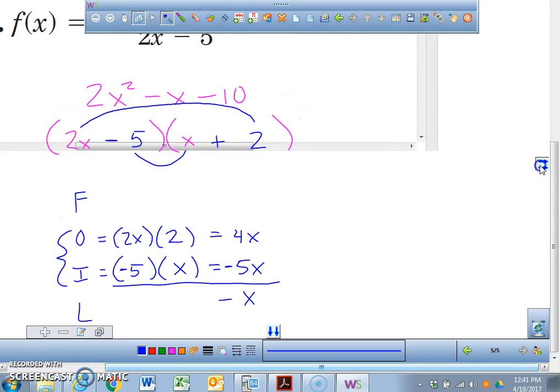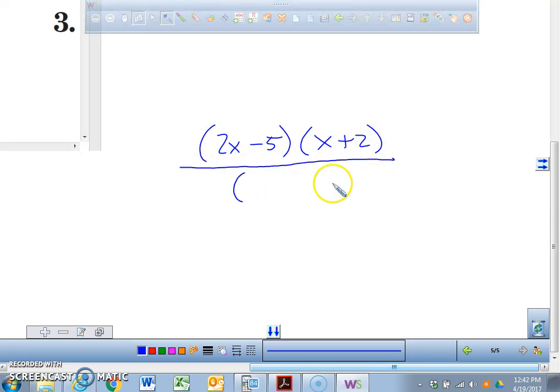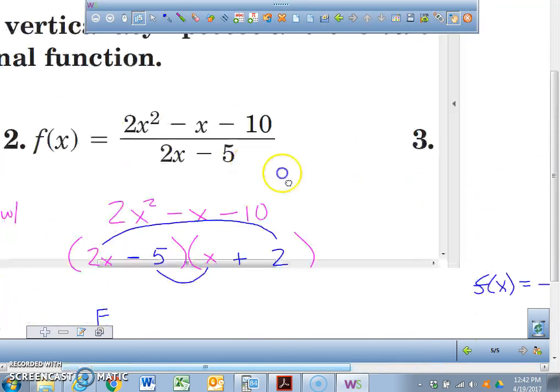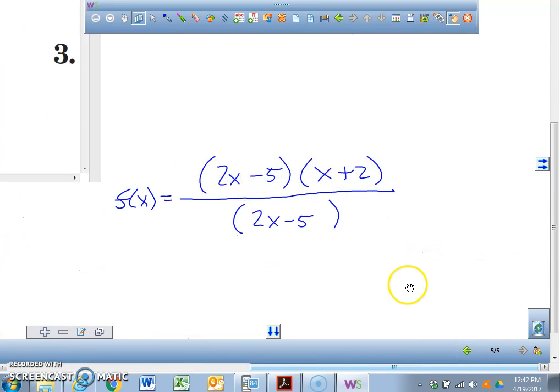Here we go. In the numerator, we're going to have 2x minus 5 and times an x plus 2. And what binomial do we have in the denominator? 2x minus 5. So everybody, this right now is your function. This is your function. After you've done what? After you have factored this trinomial into 2x minus 5 and x plus 2. You guys see something that we can do? All right, we're going to cross this off.